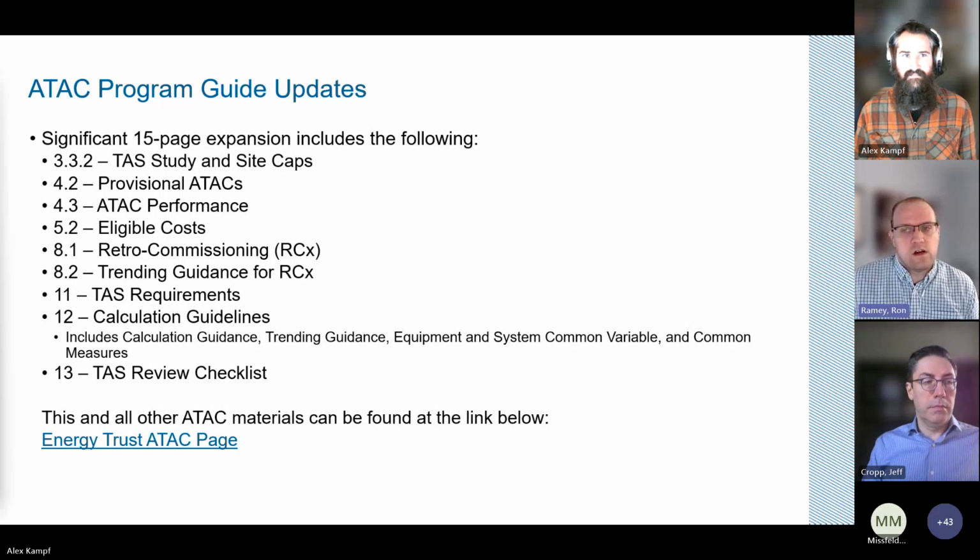There's some clarity on eligible costs for EEMs. We've expanded the RCX section, clarified a few things, and then provided some trending guidance. We've gotten a lot of feedback that it wasn't clear what we were looking for in some cases, so we tried to provide some more structure around that. A little bit of adjustment to the task requirements, although it's more just clarifying and making sure that the guide reflects what we've been looking at through reviews. And then there's two new sections, completely new sections.